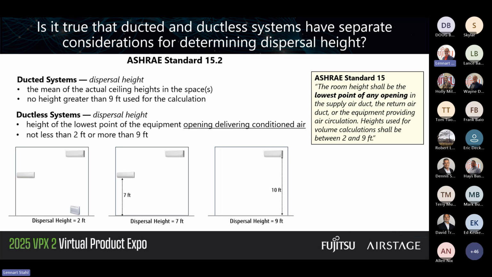What that really means is on the left there. You can see a couple of wall units and the floor unit. The dispersal height in that case is 2 feet. Even if that floor unit is sitting on the floor, blowing air right across the floor, you cannot go below 2 feet in dispersal height. If I instead in the middle have 2 wall units, one is 7 feet up with a delivering opening and the other one is higher, I use my 7 feet because that's the lowest point where you get air. On the right, we have another really high unit sitting high up, 10 feet. Can't use 10 feet. We have to use 9 feet for that.